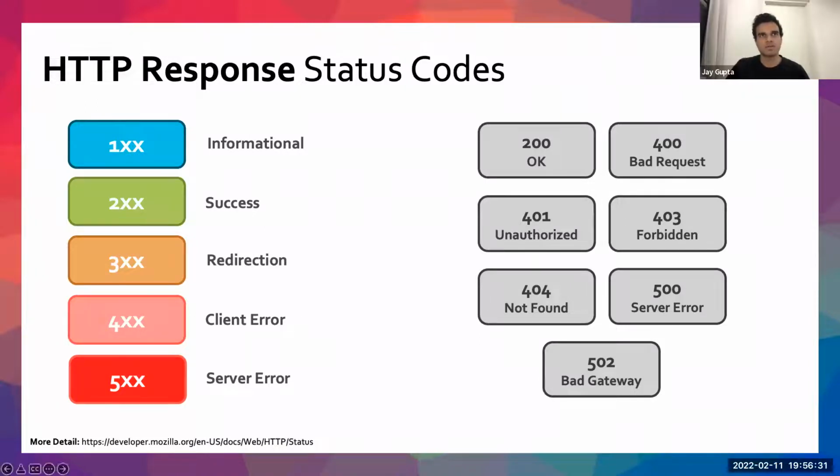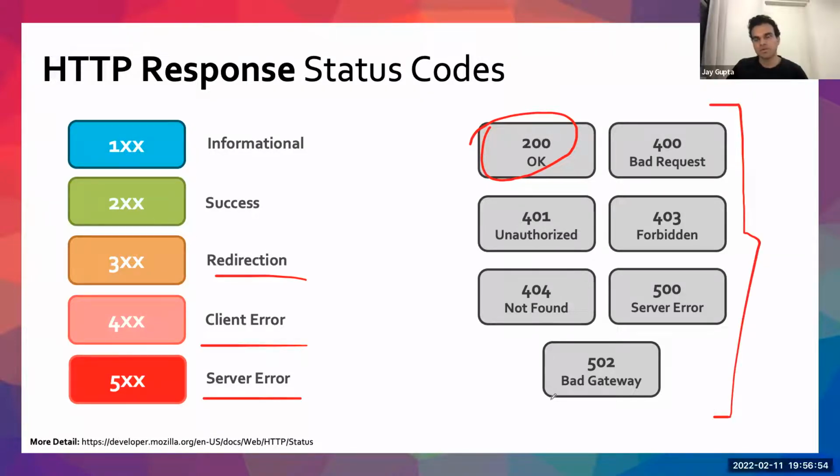Then we have the 2xx codes, which is success. It can be any number from 200 to 299. For example, right now we just got 200, which means okay, everything's fine, everything works. Then we have some other codes as well, such as redirection, client error, server error, and these are some of the common codes that you'll find while working with APIs.